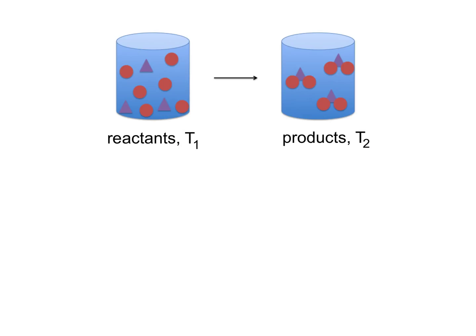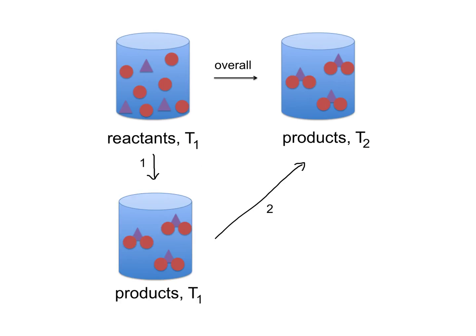Another way to look at this is that we've done two things at once. We've done a reaction and we've changed the temperature of the system. Whenever we do two things at once in thermodynamics, we can typically split the process up into two steps where we only do one thing at a time. If we split this up into a step where we do the reaction at a given temperature and then heat the products up to the final temperature, the result of step 1 and step 2 will be equal to the overall reaction that we were interested in in the first place.